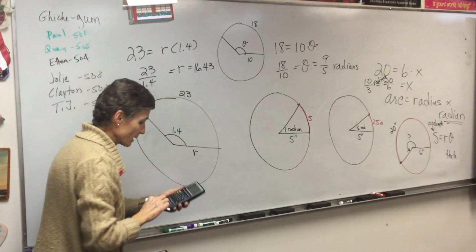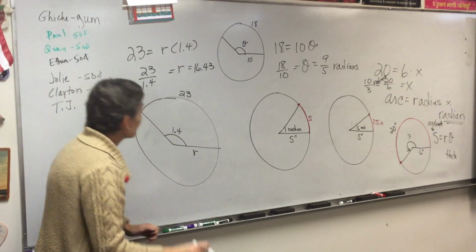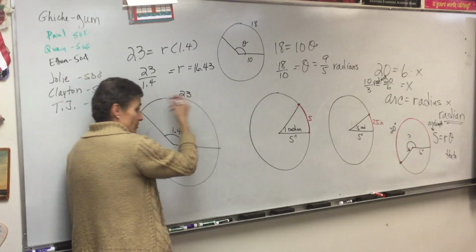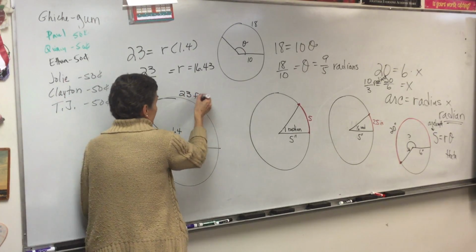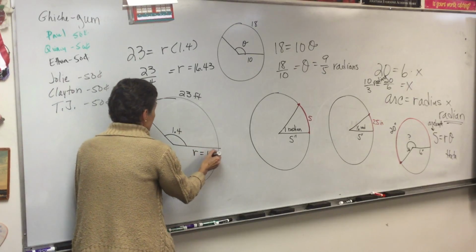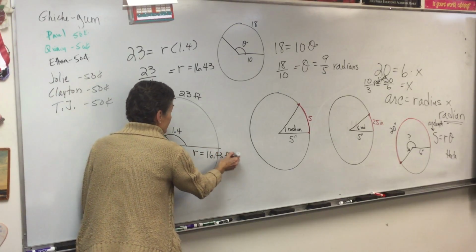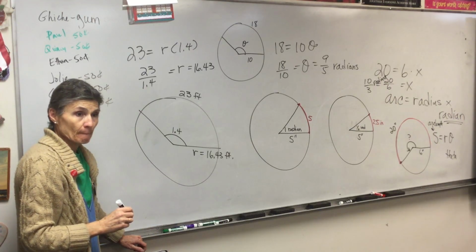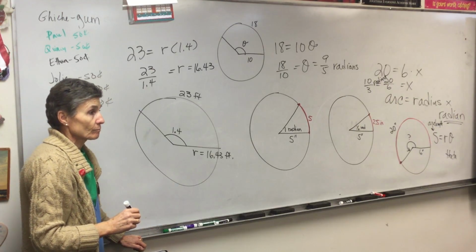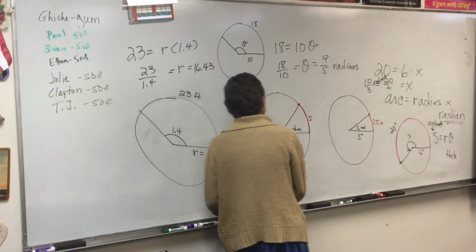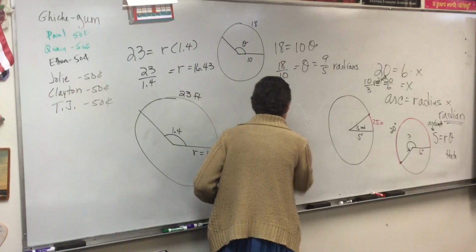Now, one quick comment. The arc length is a length, so it's going to have a unit like feet. If the arc length is in feet, then your radius would also be in feet. They match. Does that make sense to you? Okay. So, here is the next problem.